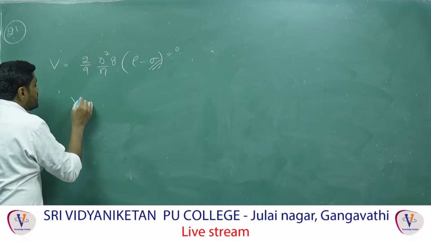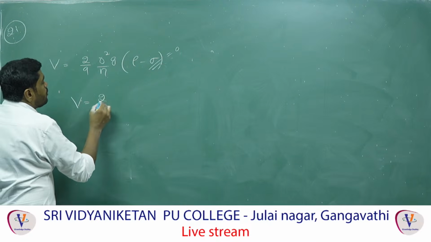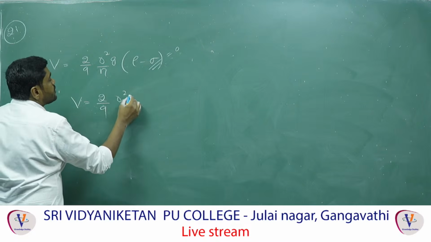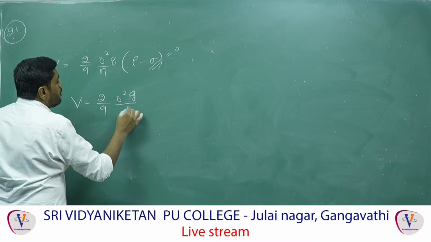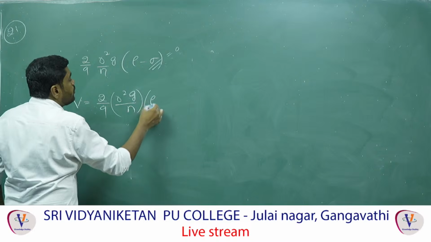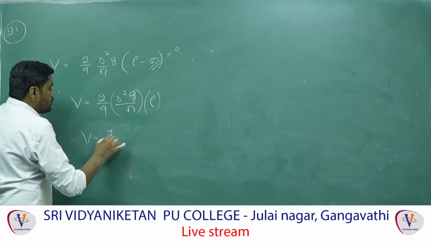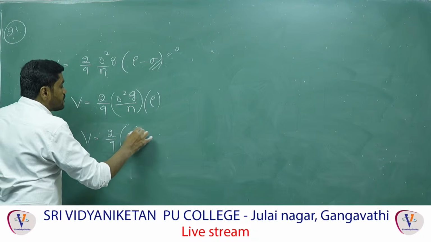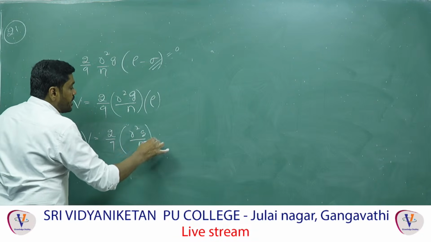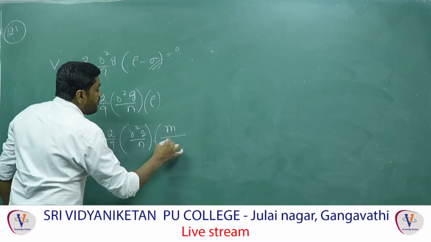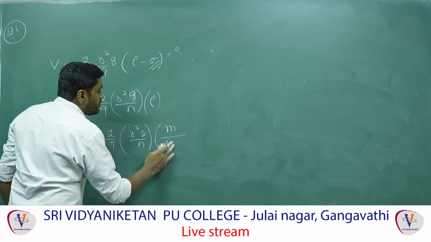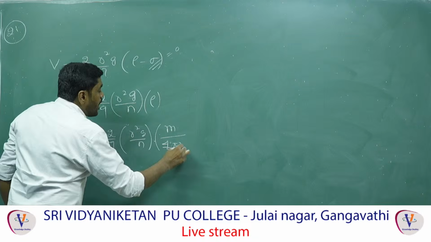Therefore now V is equal to 2 by 9 r square g by eta into rho. But the density formula: V is equal to 2 by 9 r square g by eta into density, and density is equal to mass by volume, that is equal to mass by 4 by 3 pi r cube.